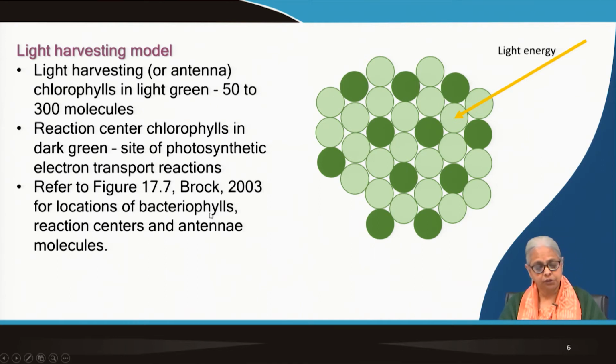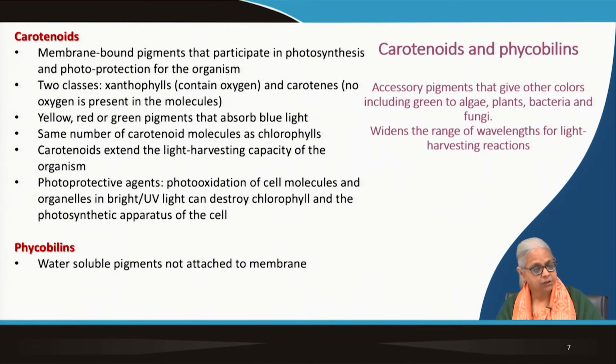So for the locations of the bacteria, chlorophylls, reaction centers, antennae molecules, all of this is shown very clearly in the text, and you can refer to that. Let's now come to some other pigments. After chlorophylls, you can see that the chlorophylls have two basic maxima in the absorption spectra, but it kind of limits the plant or the photosynthetic organism to a very small range of the visible light spectrum.